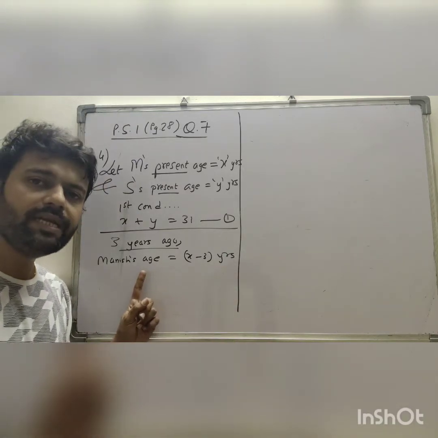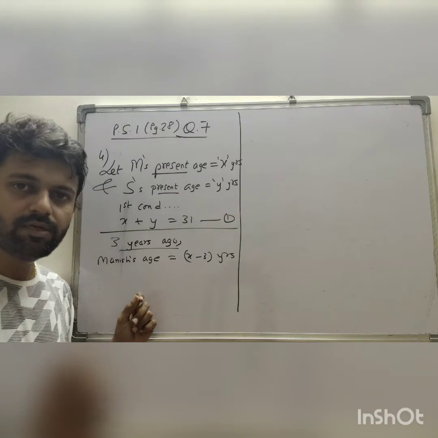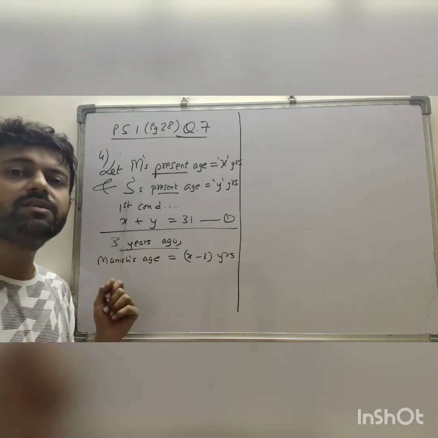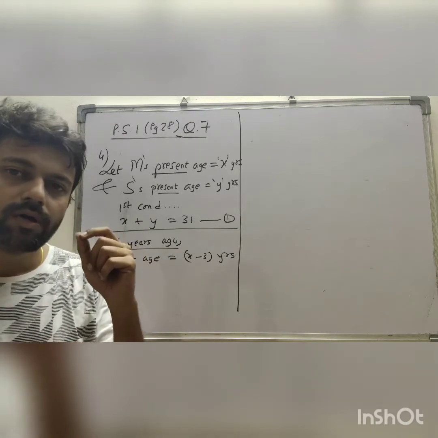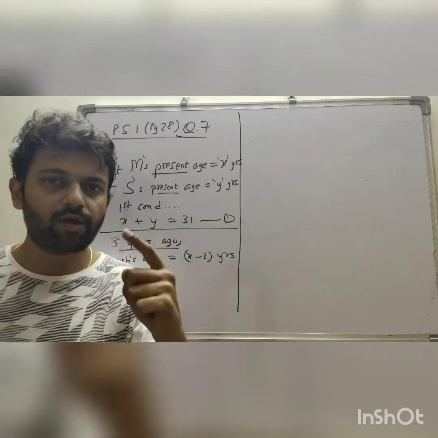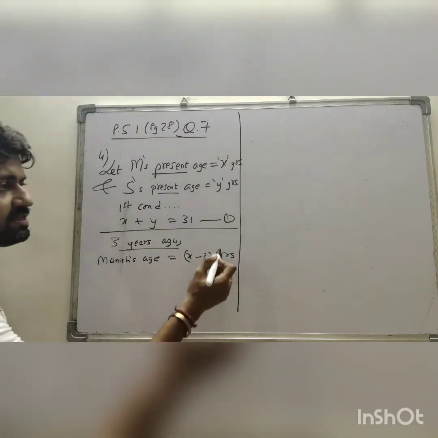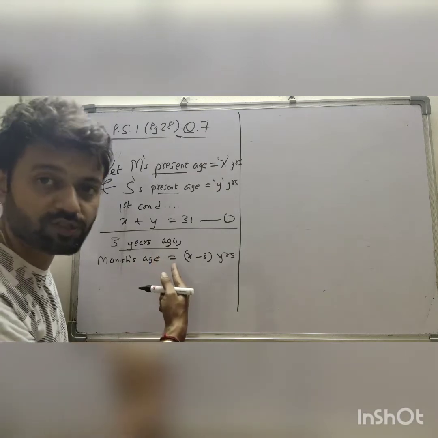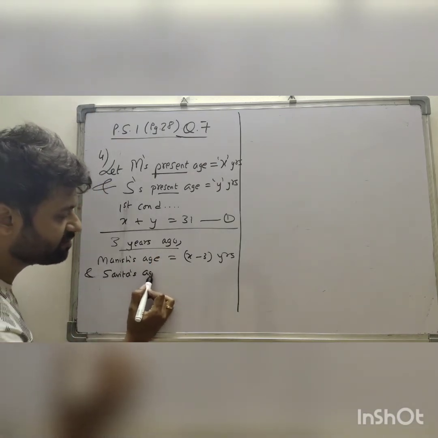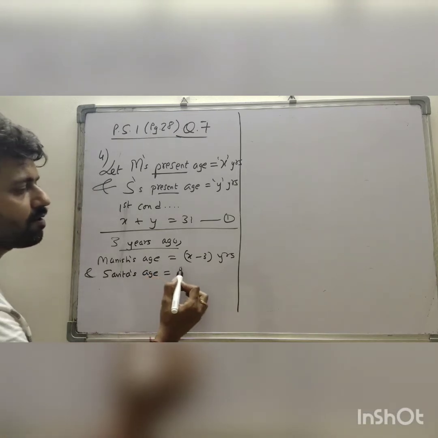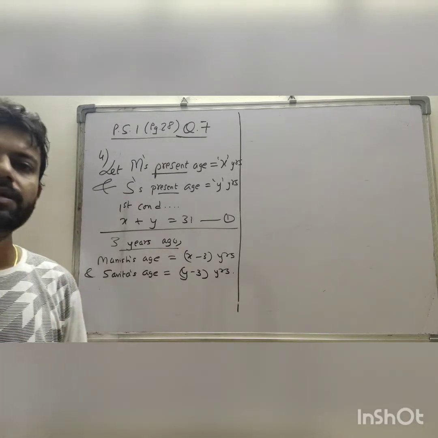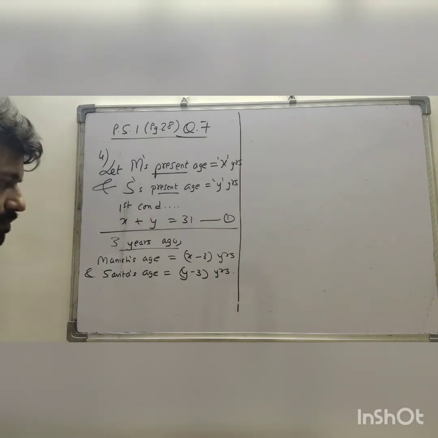When you read the second condition, you will come across these 3 important words, 3 years ago. So stop reading further and just think of 3 years ago. Manish's age must be this, you can write was, and Savita's age is equal to y minus 3 years. These are their ages 3 years ago.